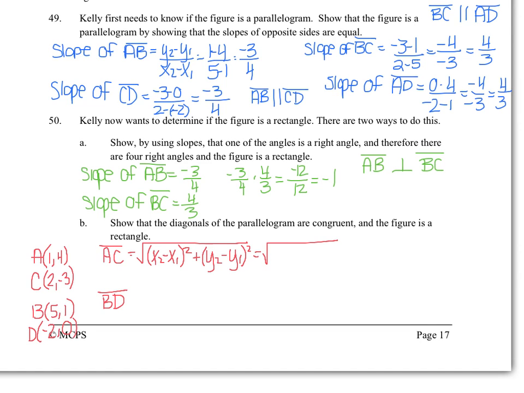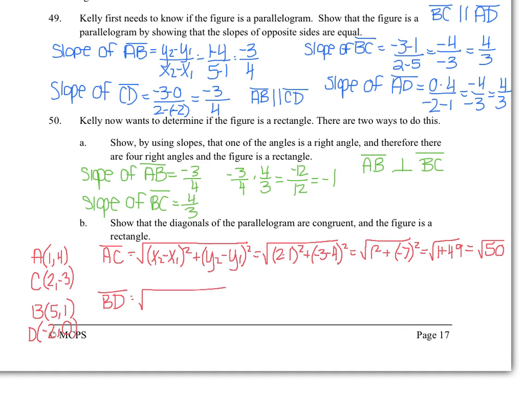So this is the square root of, and I'm going to do (2 minus 1) squared plus (negative 3 minus 4) squared. This is the square root of 2 minus 1, which is 1, squared, plus negative 3 minus 4, which is negative 7, squared. This gives me the square root of 1 plus 49, which is the square root of 50.